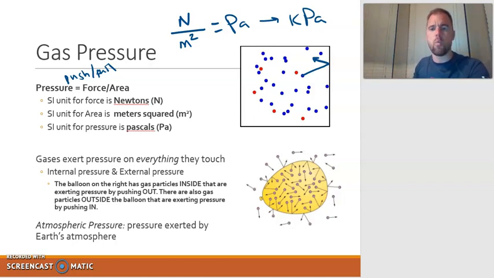Now I want you to think about one gas particle. It's very tiny, hitting the side of the container. One gas particle itself does not exert a lot of pressure. In fact, it barely exerts any pressure at all. But if you think about a lot of gas particles, and we're talking a lot, and they're all doing the same thing, they're all hitting the sides of the container at various times. Collectively, gas particles exert quite a bit of pressure.